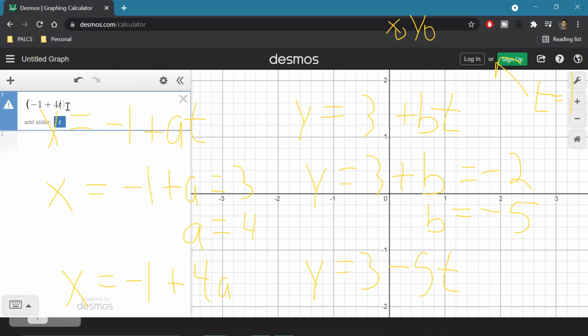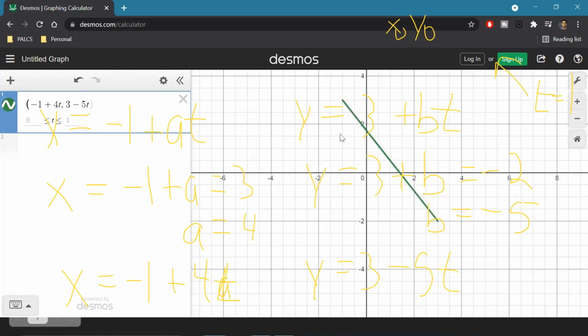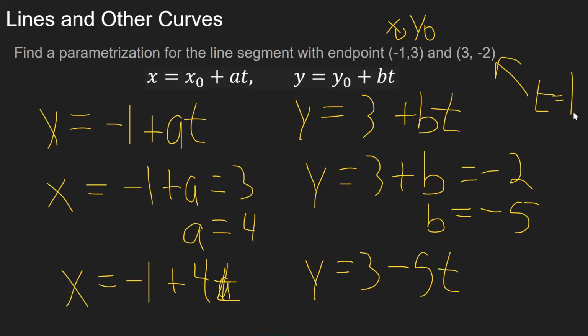Now if I go ahead and bring Desmos over, and I have -1 plus 4t, that should have been a t right here, and 3 minus 5t. Notice I'm getting the line segment that has (-1, 3) and also (3, -2) in there. So I have the parameterization. Also, notice the t values go from 0 to 1, and that's how I defined it by how I parameterized it. Had I let t equal 2, then I would have gotten different a and b values, but it still would have been the same line segment. It just would have taken t values from 0 to 2 to graph the entire parameterized curve.